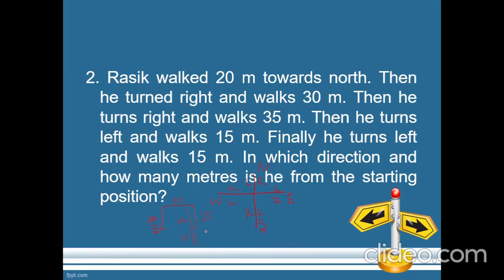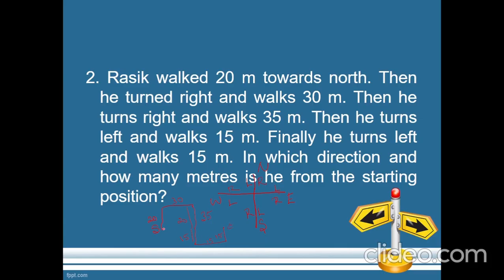Finally, he turned left and walks 15 meter. So after walking 35 meter, he turns left and walks 15 meter. This is 15 meter. After that again he turns left and walks 15 meter. This is again, after turning left he walks 15 meter finally. Now we have to check, this is your ending point.